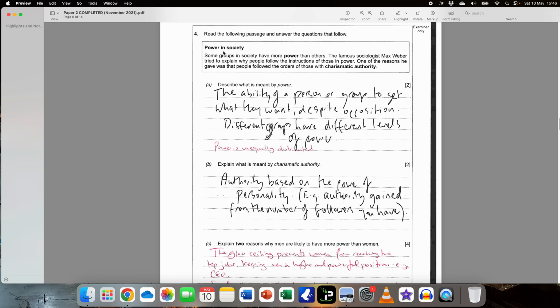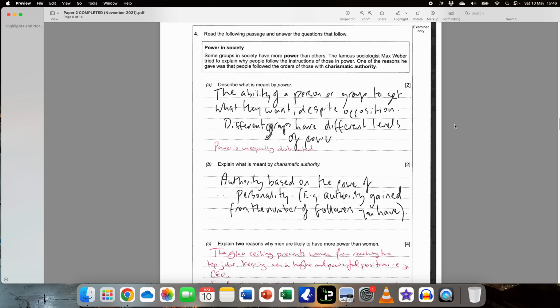So let's read this. Power in society. Some groups in society have more power than others. The famous sociologist, Max Weber, tried to explain why people follow the instructions of those in power. One of the reasons he gave was that people followed the orders of those with charismatic authority. Now, we did this, all right? Again, it's in your revision booklet.